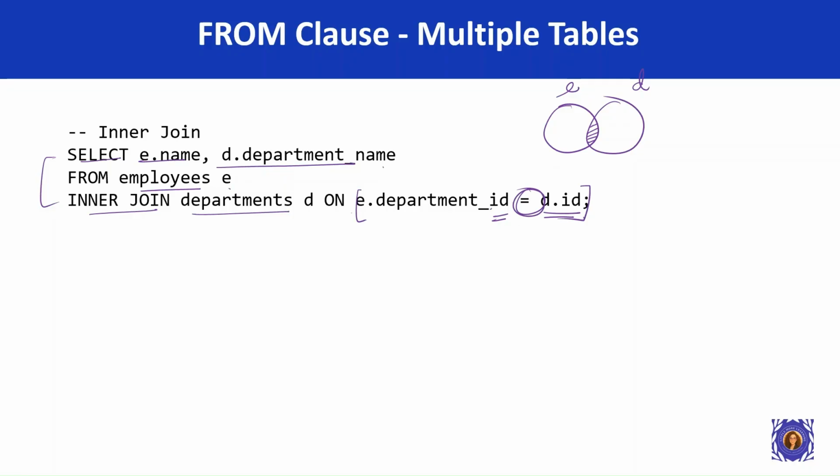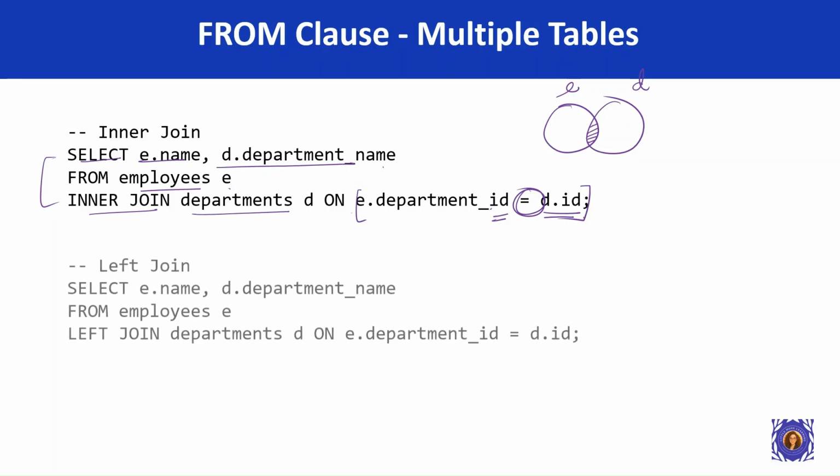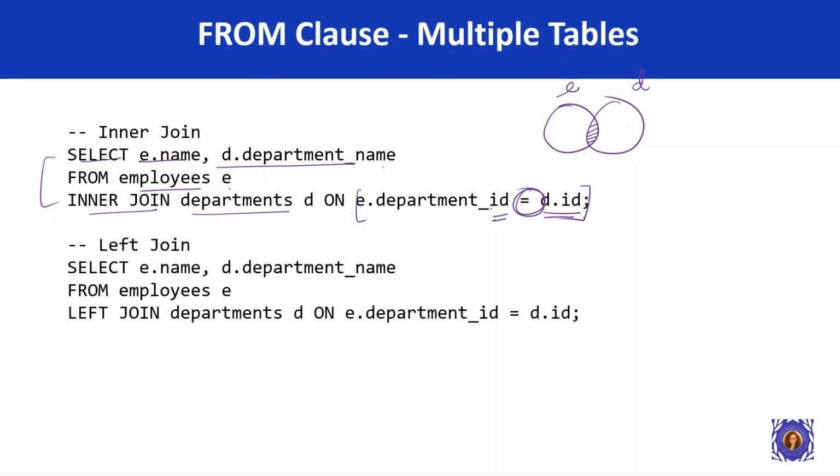Next is the left join. You just need to replace the name of the join, what attributes you want, and on what attribute basis you are joining those tables. For the left join, let's say this is table employee, this is table department. From the left side, all the data is considered.